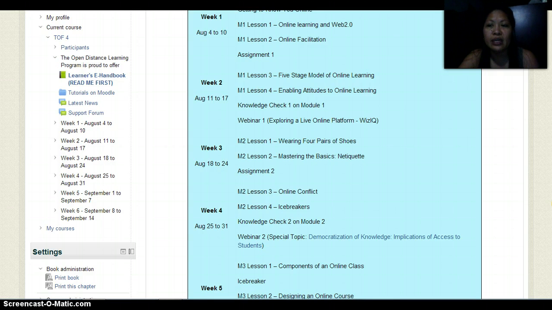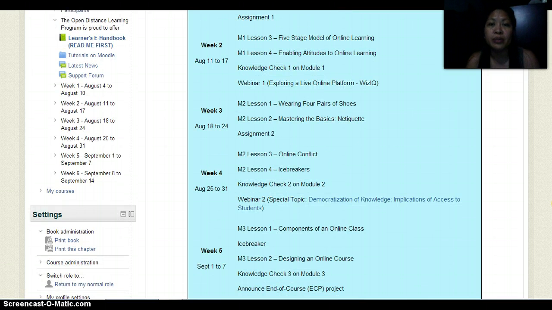Week 3, we will be discussing wearing 4 pairs of shoes. These are the roles that you will be taking on as online facilitator. And of course, if we have etiquette in real life, we also have netiquette. So this is online etiquette. And then assignment 2 at the end of third week, which is due at the end of week 4.